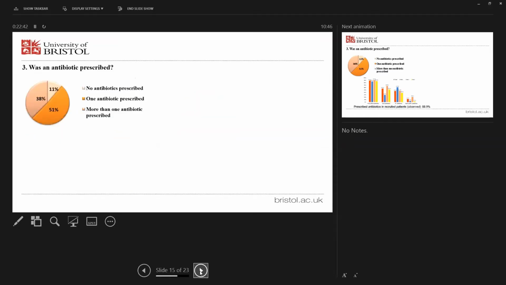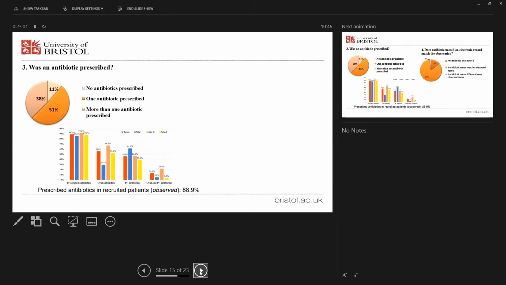We then looked at whether an antibiotic was prescribed, and as you can see, in about 50%, the electronic records showed that one antibiotic had been prescribed, 11% no antibiotics, and in 38% more than one antibiotic prescribed. And this was not hugely different, but somewhat different from our observations of prescription of antibiotics in our recruited patients, which overall totaled just under 90% of patients with common respiratory infections coming to clinics and being prescribed antibiotics.